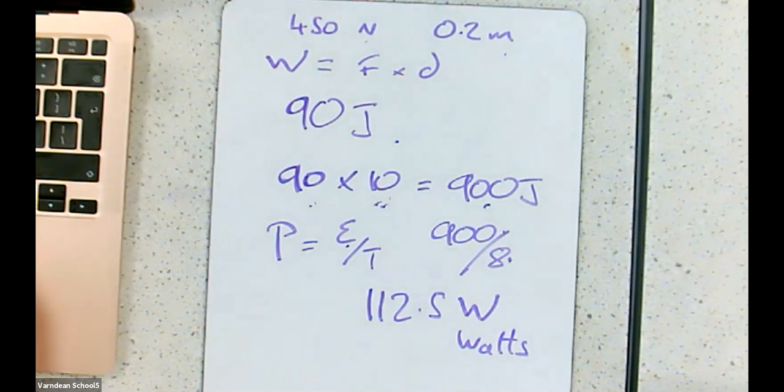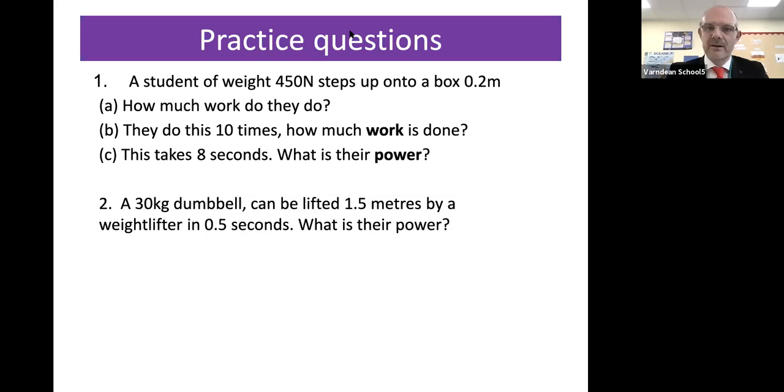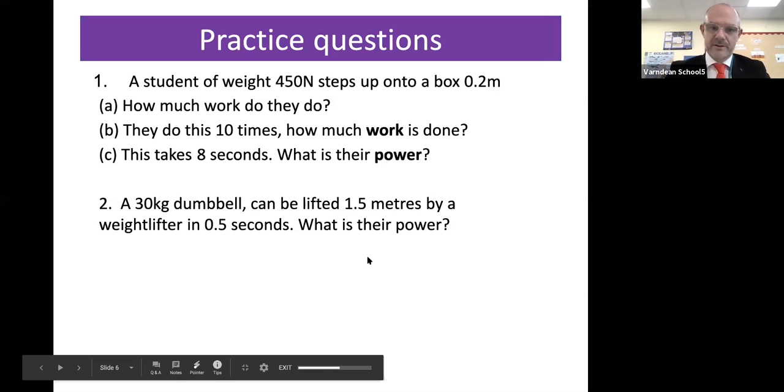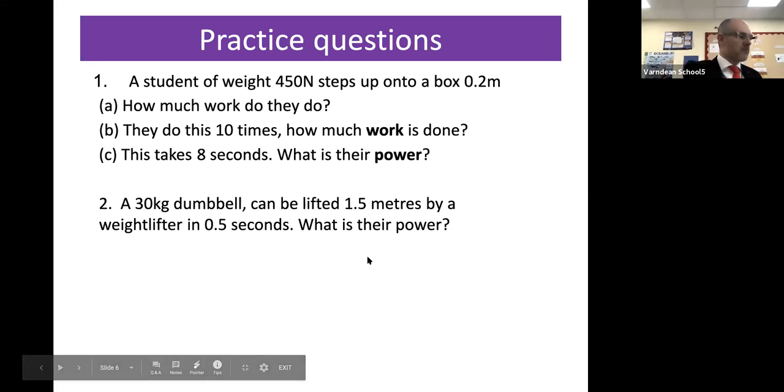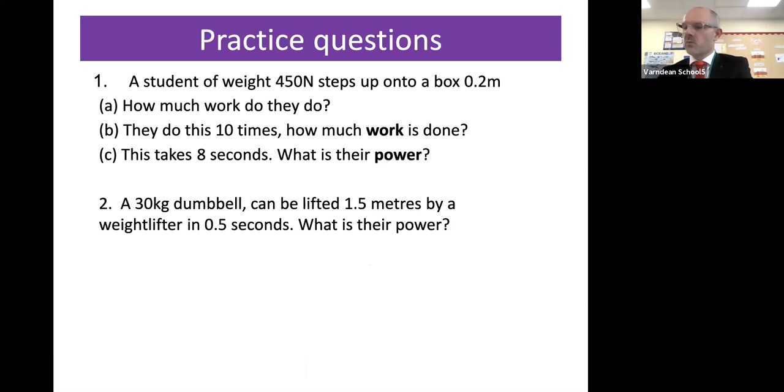So let's move back to the slides, and I'll start going through a little bit more now, hopefully. Right, so now we've got the next question. Now this question is a little bit more complicated, but I would like you to try this question.